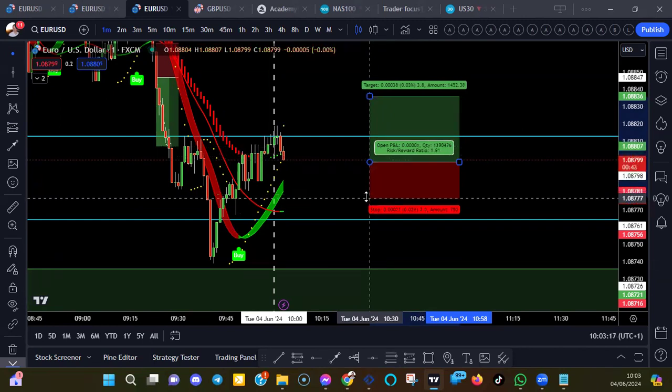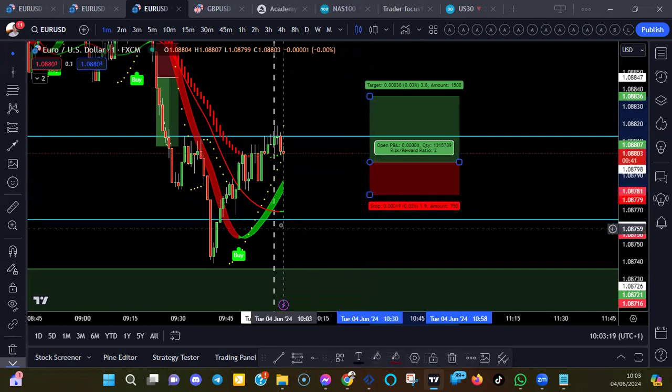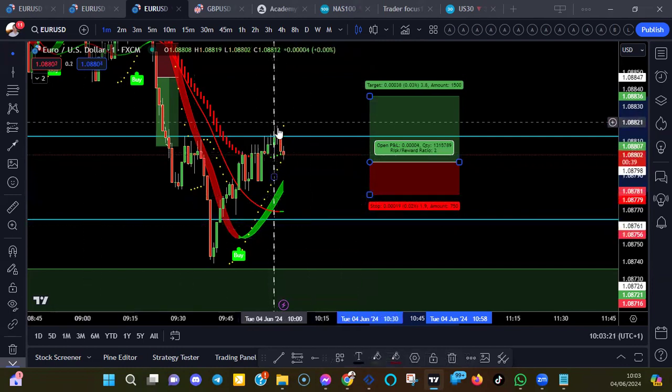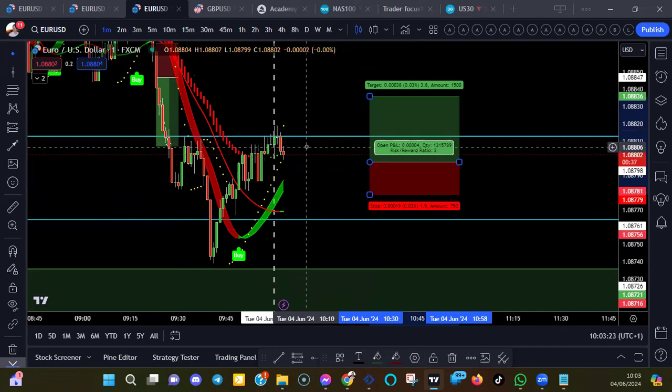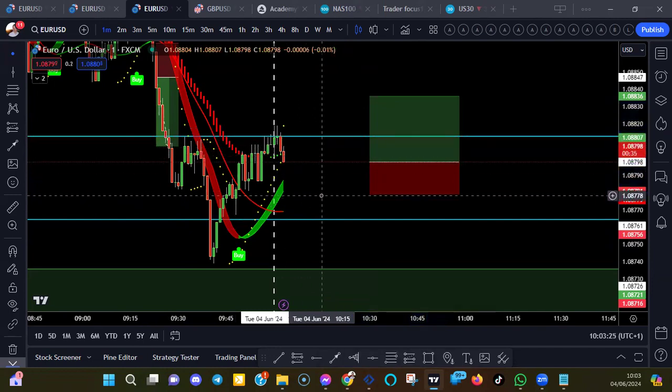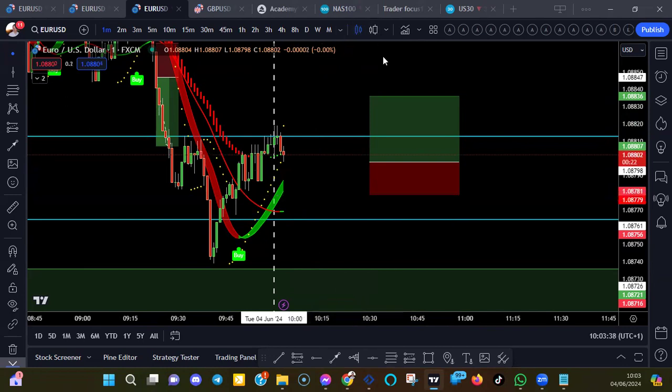So that's 2 pips there. Oh, the trend line's gone green again, but now the parabolic SAR has flipped. So I can take that trade for a buy. But I wouldn't be taking it anyway. I'll be paper trading it with you guys because I really want to take a sell.